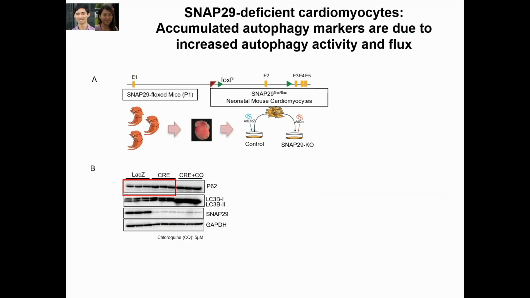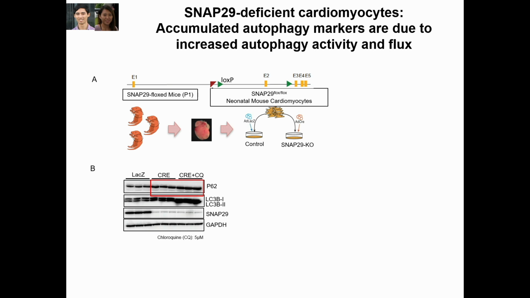But we wanted to interrogate what are the real effects on autophagy, and so we isolated neonatal mouse cardiomyocytes from these SNAP29 flox mice and put them in the setting of Cre to ablate SNAP29. And you can see here with loss of SNAP29 with the Cre, again accumulation of P62 as well as LC3. And when we put it in the setting of chloroquine, unlike what you see in non-cardiomyocytes, here you now get an accumulation even further of P62 as well as LC3B levels.